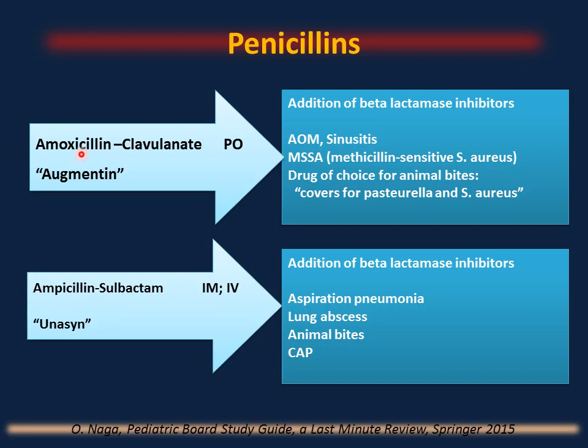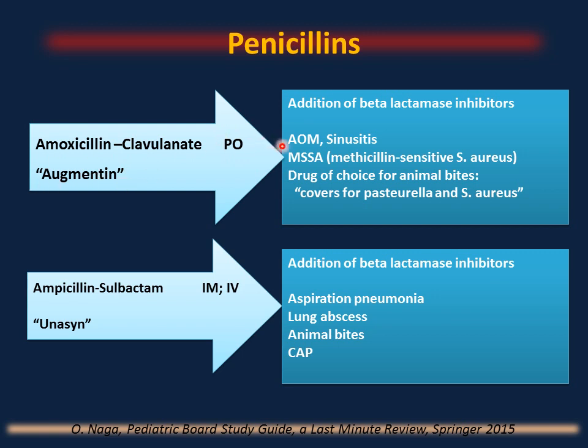We have here beta-lactam antibiotics, amoxicillin, ampicillin. But in addition to that, you have beta-lactamase inhibitors, clavulanic acid and sulbactam. They inhibit the beta-lactamase produced by the bacteria to destroy the beta-lactam antibiotic. So they are a stronger antibiotic than amoxicillin or ampicillin by itself. You have amoxicillin-clavulanic acid, an oral form well known as Augmentin.